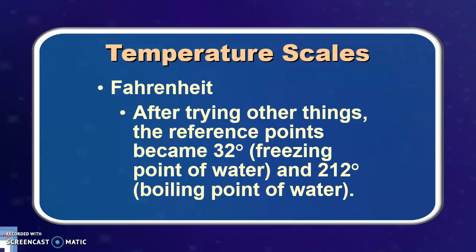After a series of changes in his methodology, he eventually settled on 32 degrees being the freezing point of water and 212 degrees being the boiling point of water. He chose these reference points knowing that there's 180 degrees between them, and that meant that the human temperature, instead of being 12 degrees like he initially settled on, became 98.6 degrees.